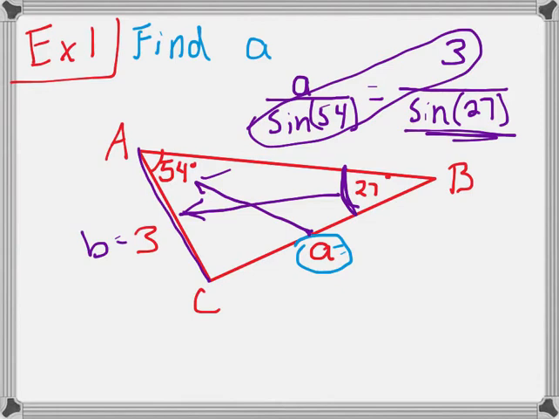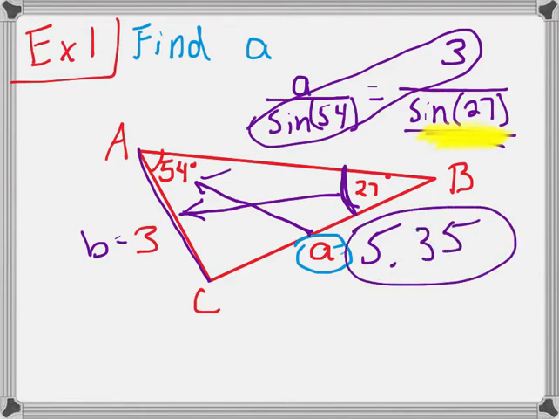I'm going to divide this by sine of 27 degrees. Okay, which will give me side A. So I have 5.3. I want to round to the nearest hundredth. So that side length is 5.35.